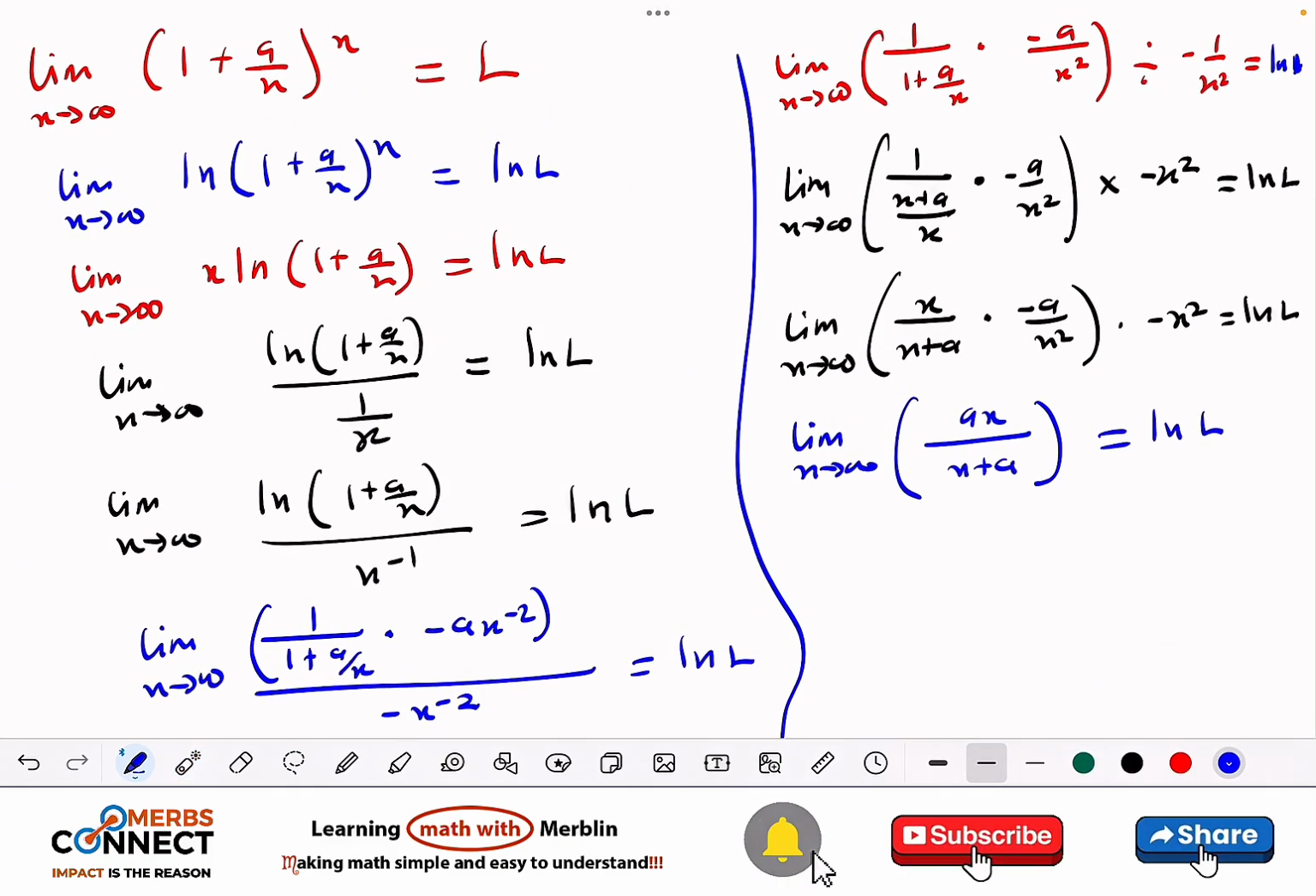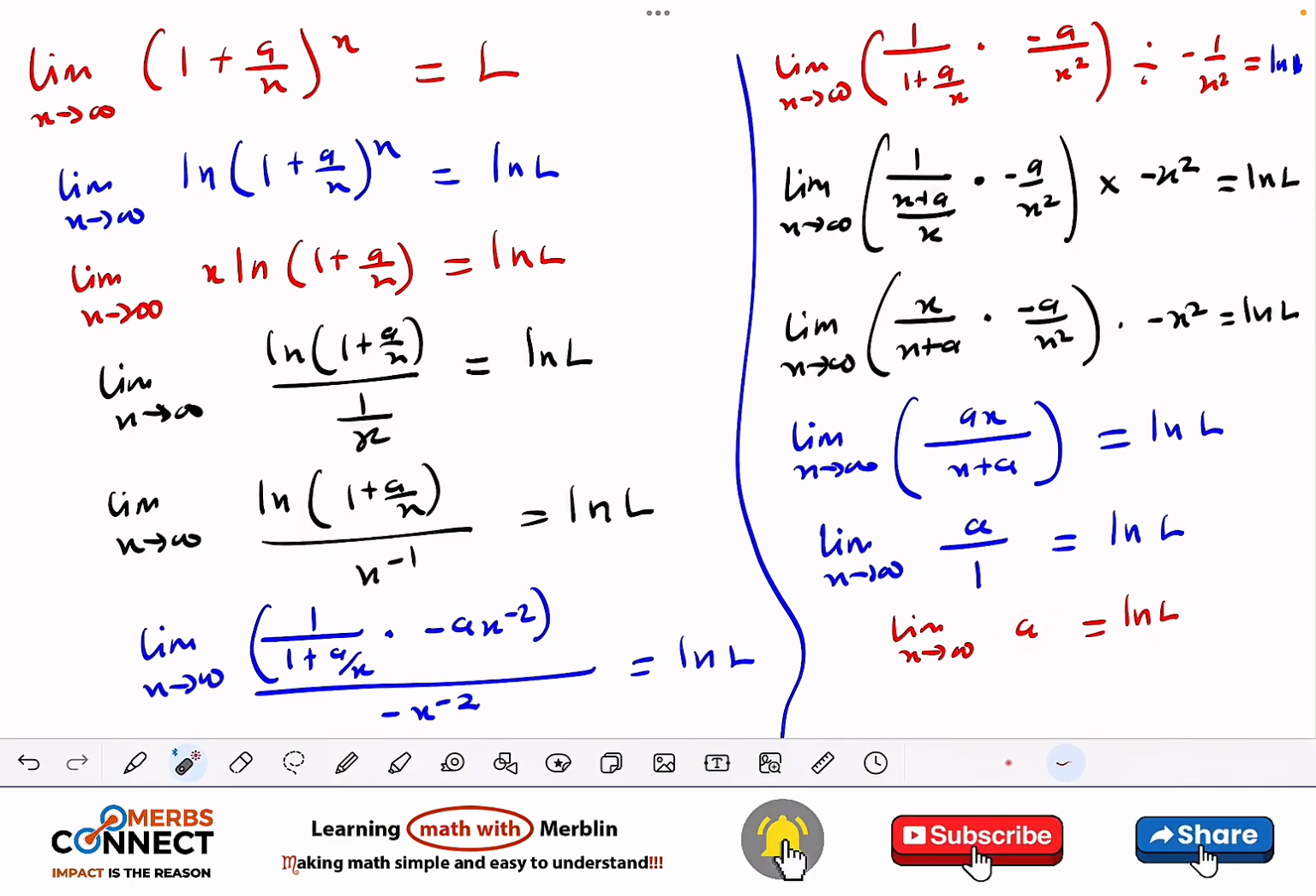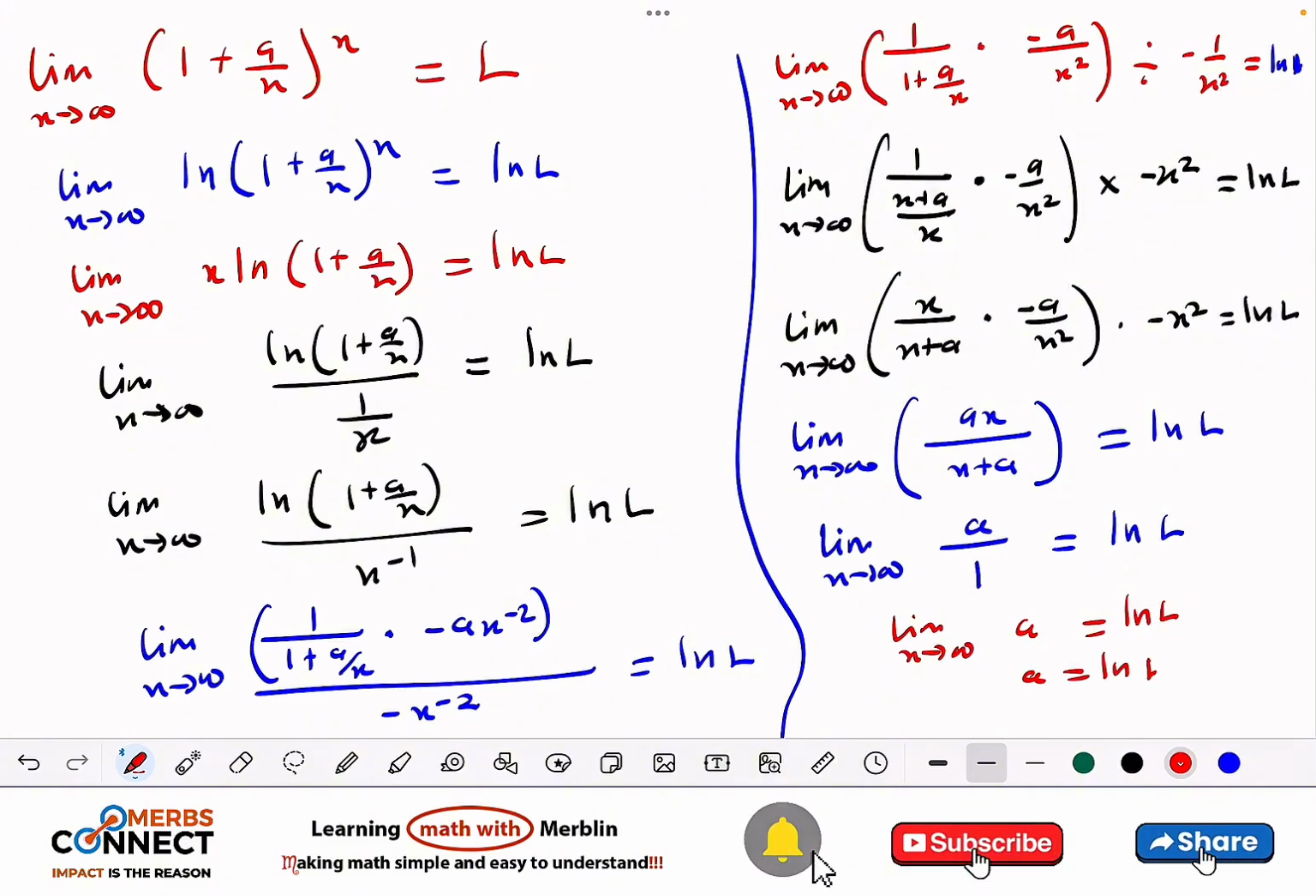So let's do another differentiation. L'Hopital's rule. So when I differentiate the top, I'm going to get a. And when I differentiate the bottom, I'm going to get 1, right? Which is equal to the natural log of L. And then the limit as x approaches infinity of a is equal to this. Now we know that the limit of a constant, a is a constant, is the constant. So this is going to give us a is equal to the natural log of L.